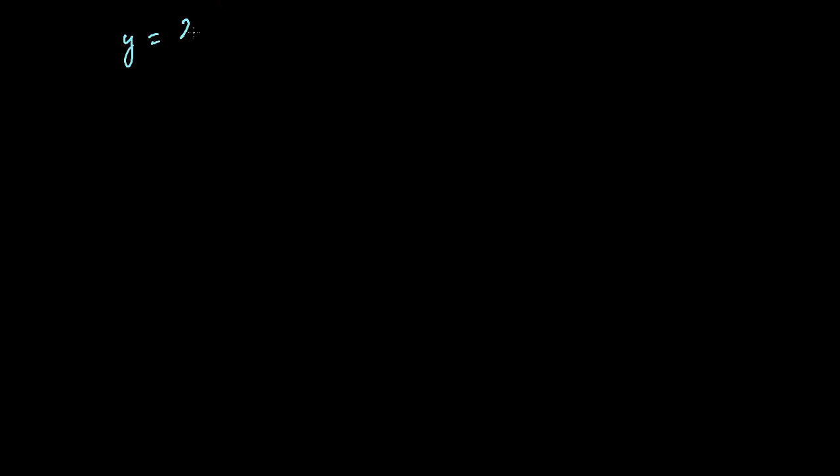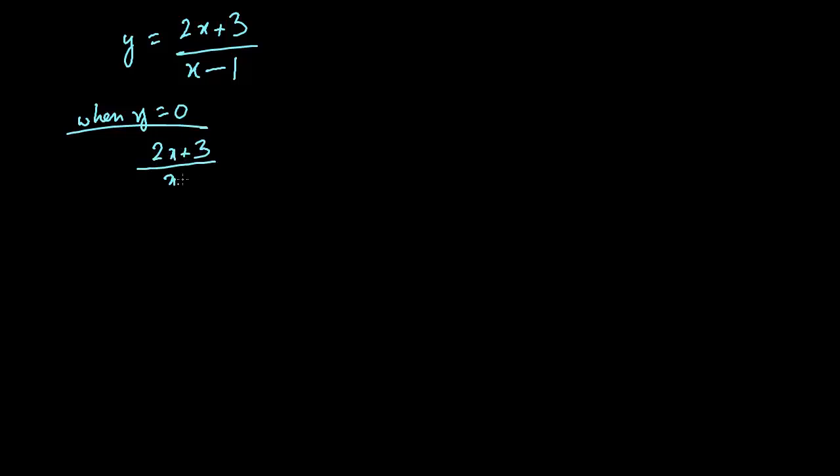Suppose you have (2x + 3) divided by (x - 1), like this. Let's find where it cuts the x-axis. When y equals 0, we get (2x + 3) divided by (x - 1) equal to 0. Since you multiply with this, it becomes 0. We can write 2x + 3 = 0, therefore x = -3/2.